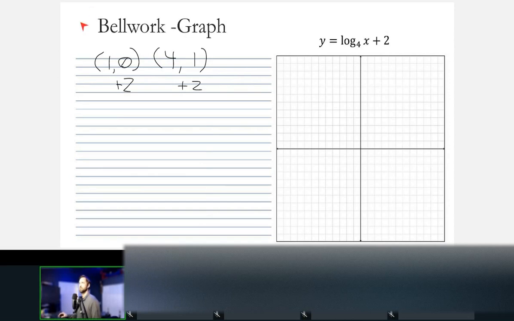All right, so he wrote down the 2 points that would be found on the parent function. 1 comma 0, because all log functions cross at 1 comma 0 that don't have shifting. And then 4 comma 1, because of the base being a 4, so it crosses at 4 comma 1. We learned that yesterday. And he says that it has a vertical shift of up 2, so that's why he is only adding 2 to the y value to get these 2 points. So there's 1 comma 2, and then there's 4 comma 3.